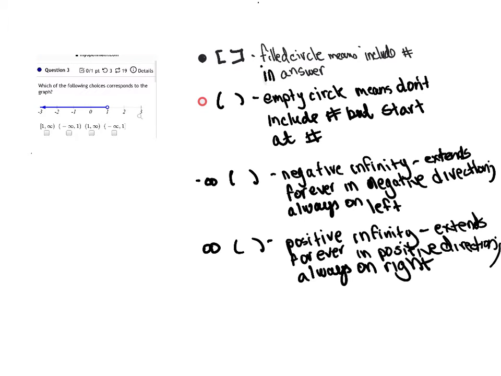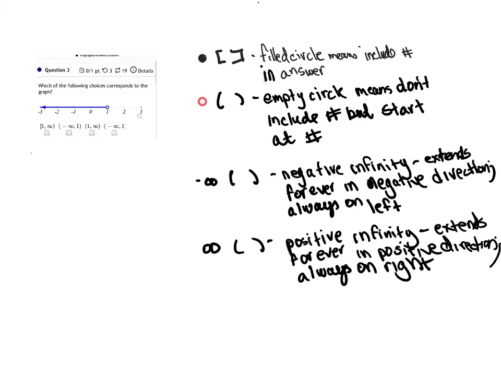When graphing on a number line, you probably remember that when you have a filled circle, that means you include that number in your answer. When you have an empty circle, that means you do not include that number in the answer, but that's your starting point. Also, we're adding to that: instead of having filled circles, you may see brackets, and that's what we'll use to write our notation. And then for an empty circle, we'll use parentheses.